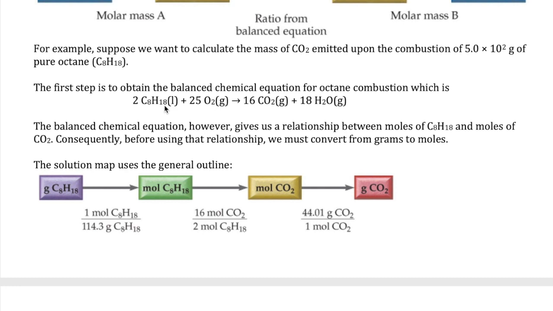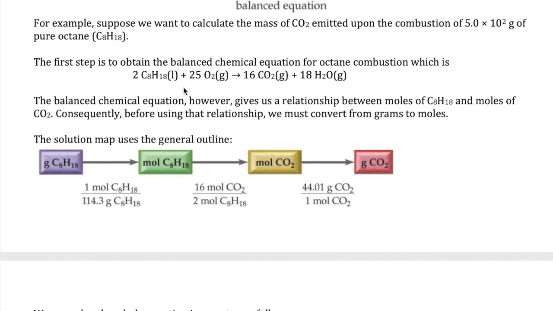So in this case, we must first write the equation for the combustion of octane. Now the equation is given to you here, but you can also write and balance it on your own using the knowledge you have from watching the video on balancing reactions. The balanced equation tells us that 2 moles of octane will produce 16 moles of CO2. But because what we're given is the mass of octane, we first have to convert the mass of octane to the moles of octane before we can find out how much CO2 we're making.